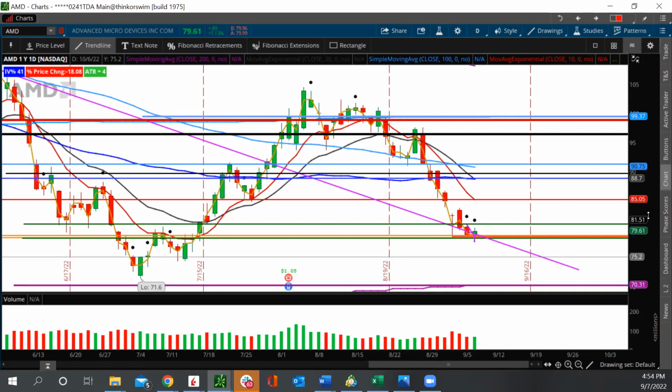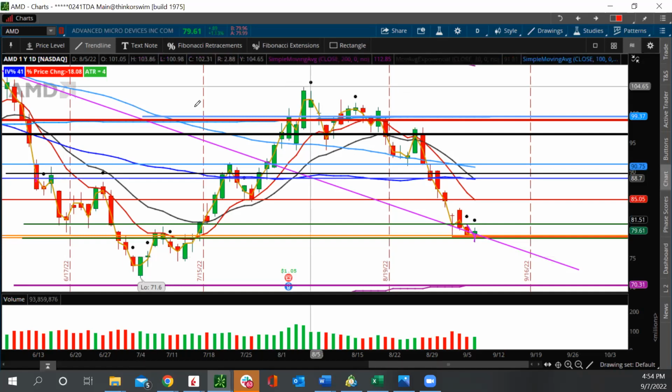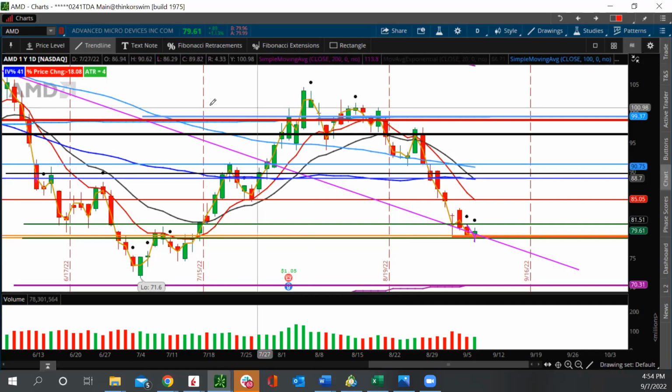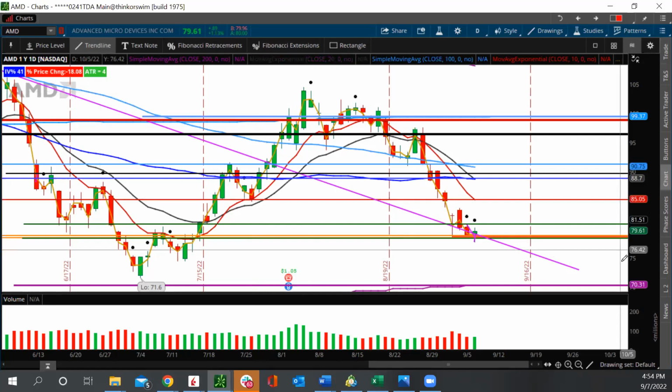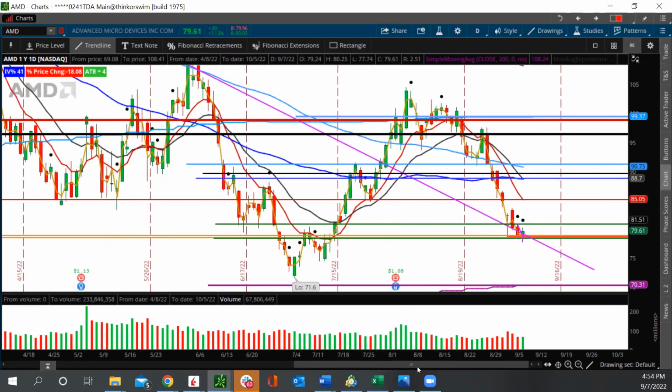So support and resistance lines don't have to be just horizontal lines, right? They can be trend lines. This is an angled line. It doesn't have to be a horizontal line. So what's happening now? Think about this.